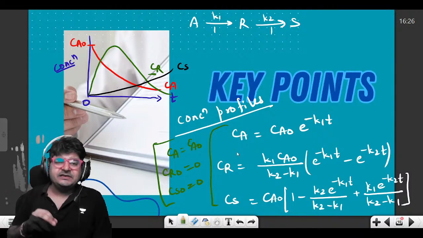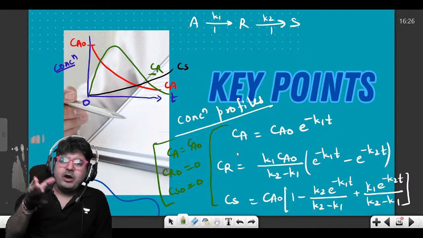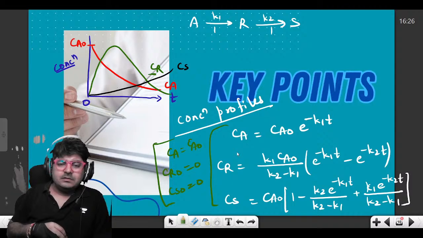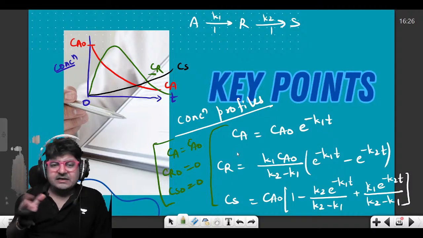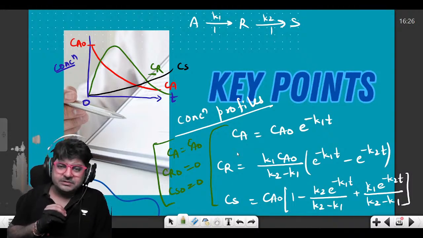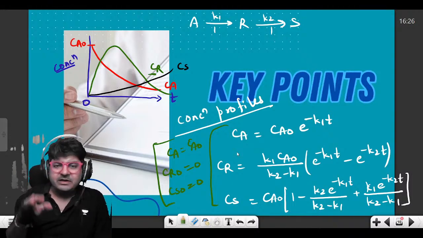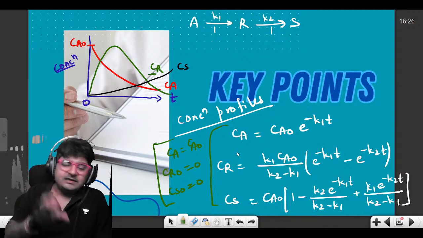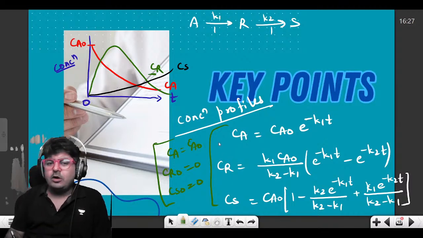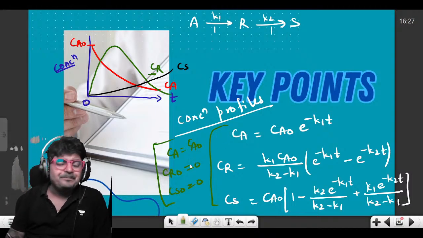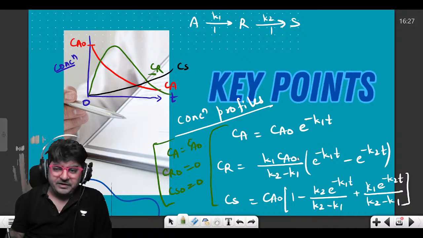The designing of a series reaction means the point at which you will stop the reaction. Designing is all about maximizing the output or minimizing the input. What is the output here? The desired product R. So either your CR should be maximum or the inputs should be minimum. That is A, that is the volume of the reactor.